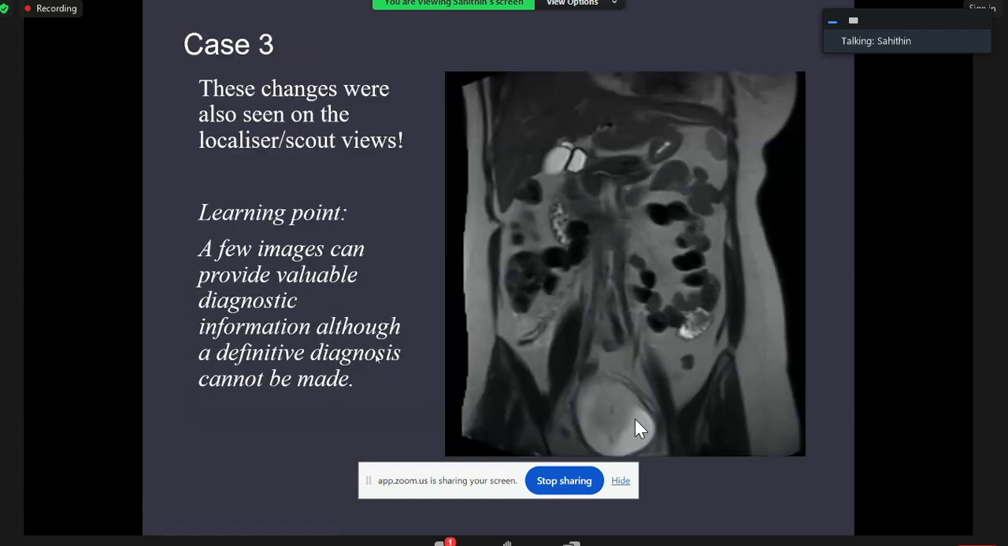The interesting thing was that when we look back on the Scout localizer images, we could see the inflamed appendix and the changes. So it is just to drive home the point that whatever limited sequences you have, just have a look. Sometimes even just the Scout can give you useful information. We don't need a very elaborate protocol or a very long time on the scanner. Although we may not make a definitive diagnosis, we have enough information to guide the patient's management.